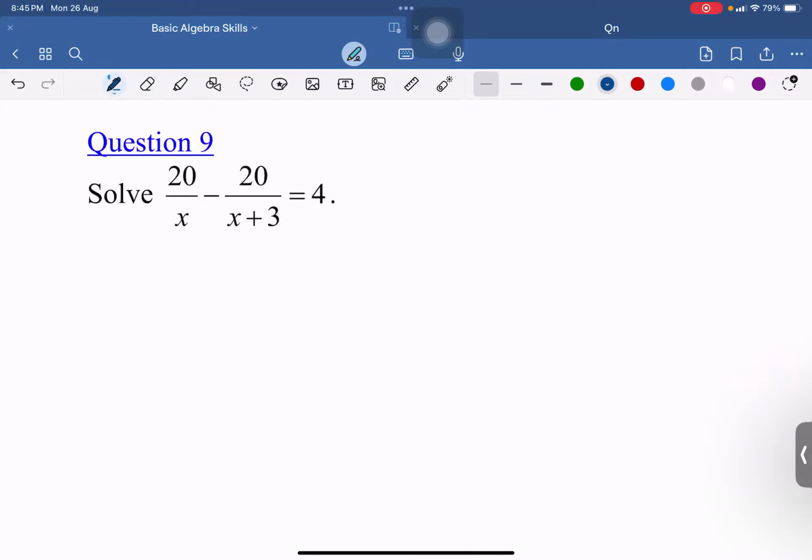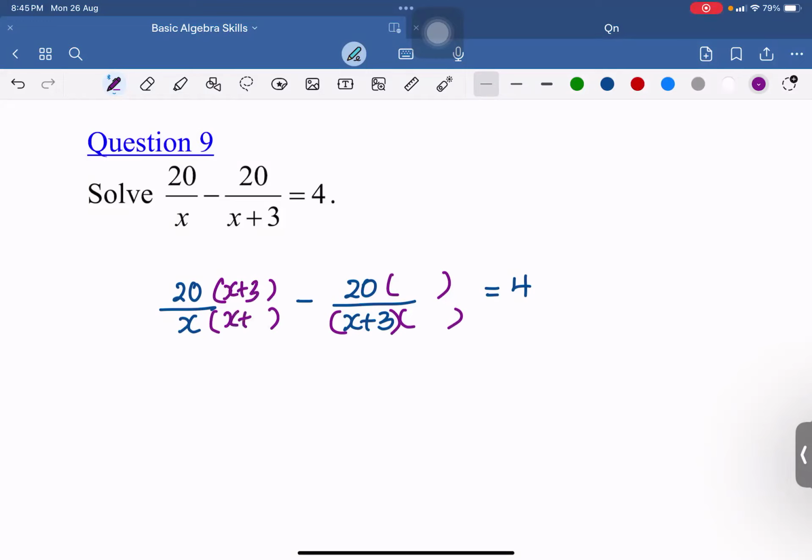What are we going to do first? Make the denominator the same. Correct. I'm going to write it a little bit more spaced out. Remember, this equals 4. A lot of you will sometimes throw away the 4. So I'm going to make the denominator the same. So here, multiply by x plus 3 and x.